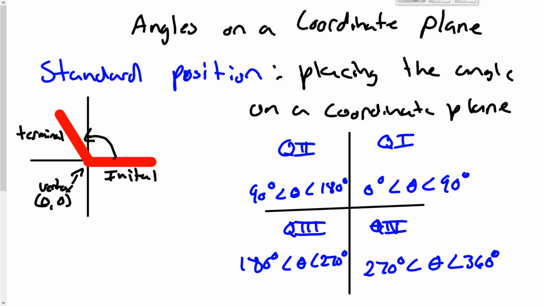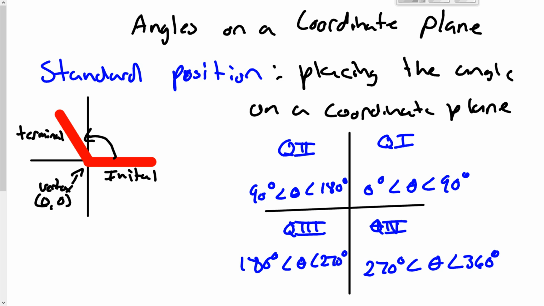Now if you open it counterclockwise, you have a positive angle wherever it lands. And if you open it down, which is clockwise, it will be a negative angle. And wherever you land, that ray of your angle is called the terminal side.